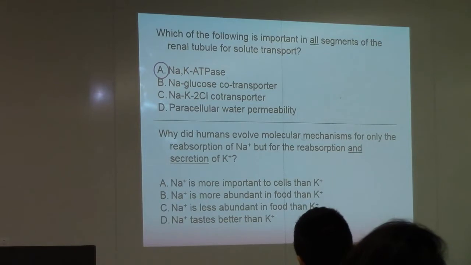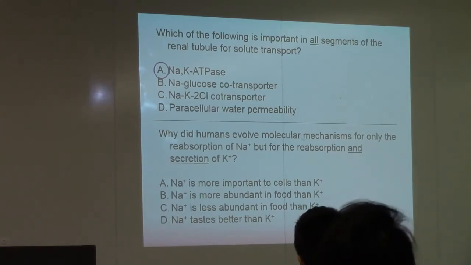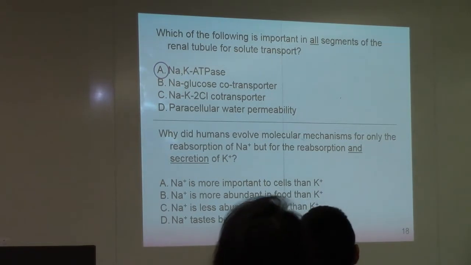Why did humans, I think I already answered this question. Why did humans evolve molecular mechanisms for the reabsorption of sodium, but for reabsorption and secretion of potassium? There's one good answer. Let's just see if you were listening to me.